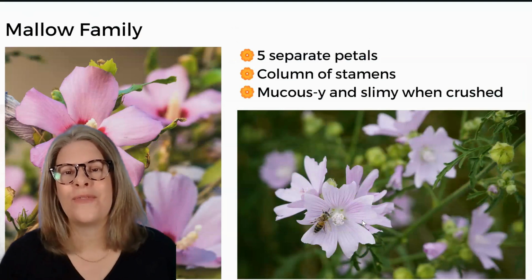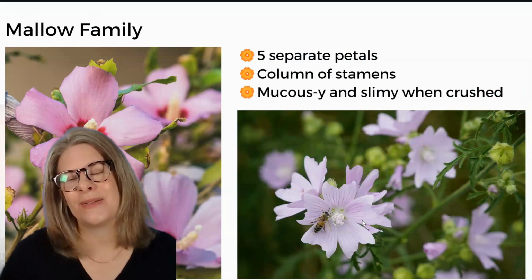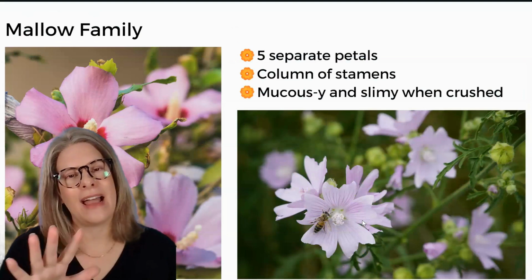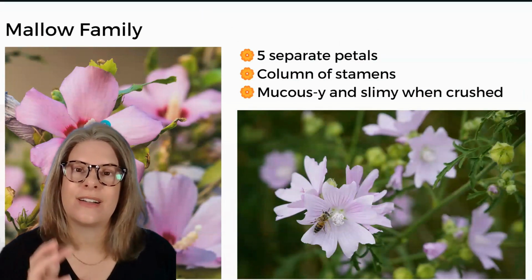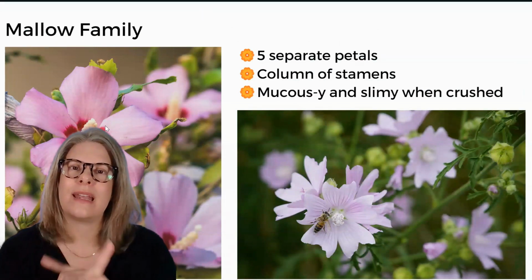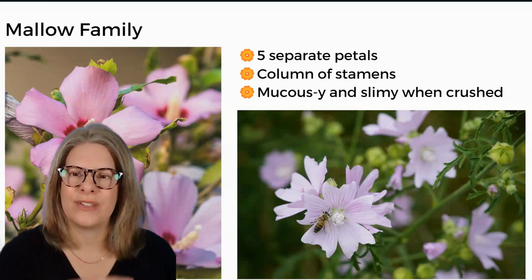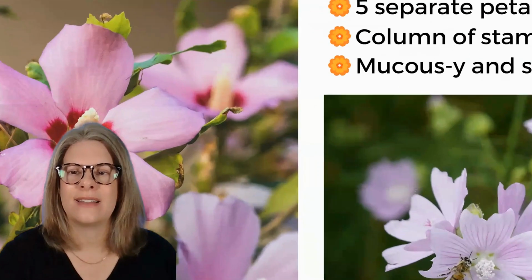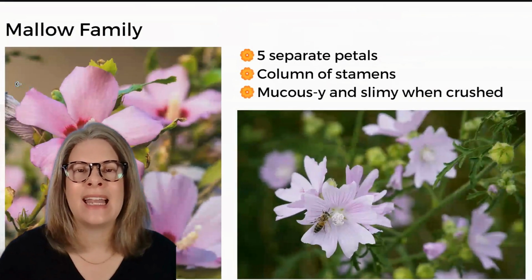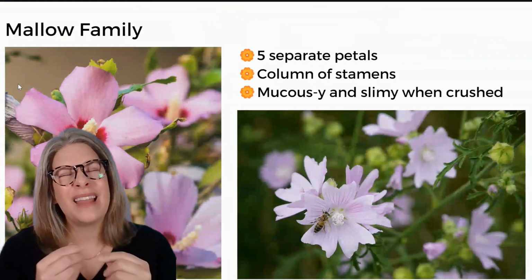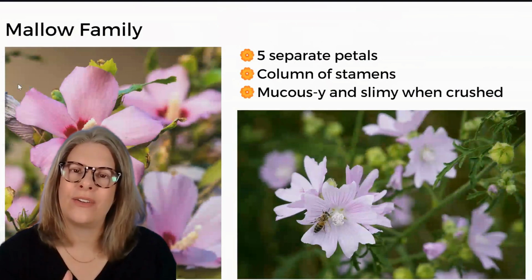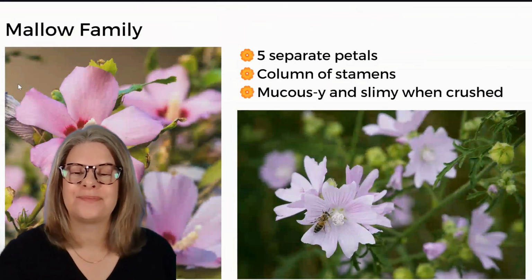Next up is the mallow family, and mallow is also a pretty easy one to identify from its flower. They have 5 separate petals, and then the middle, the stamen, is unusual because it's a cluster. It's a column of stamens rather than individual stamens that appear to be on stalks or stems. These appear to be a cluster. I'll zoom in there for you on that. That's the stamen of a mallow family plant. And then if you crush the flowers or the leaves of a plant that's in the mallow family, they're slimy and mucousy, and that's another identifier for the mallow family.